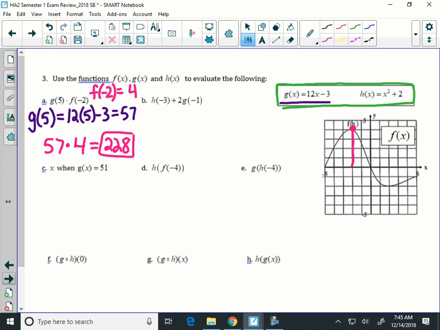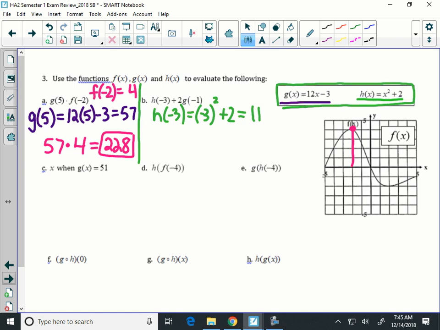In B, it's a similar kind of problem. I'm going to start with H of negative 3. I'm going to use this function over here. Make sure when you square a negative, you put it in parentheses. Negative 3 squared plus 2. That's 9 plus 2, which is 11.